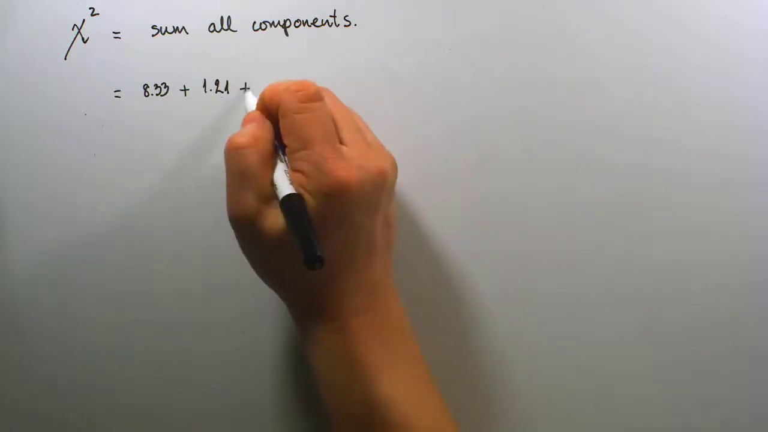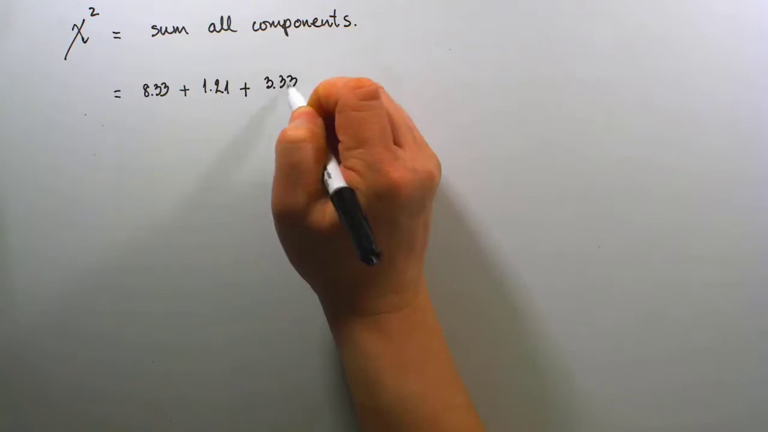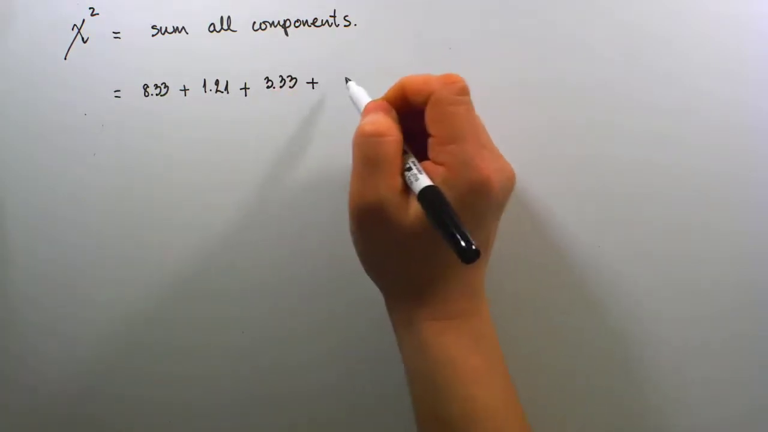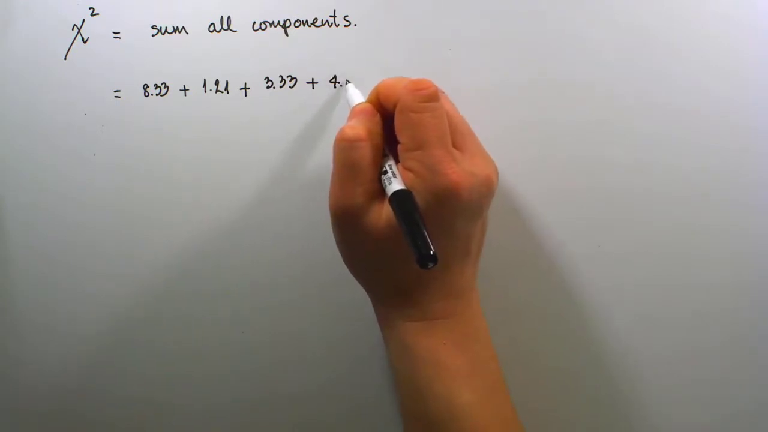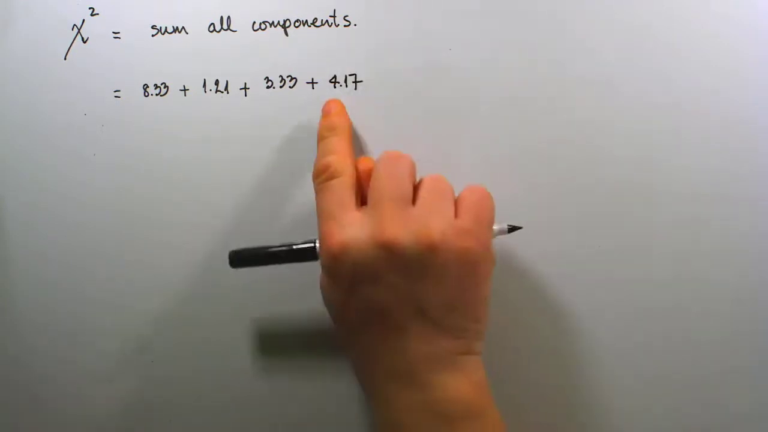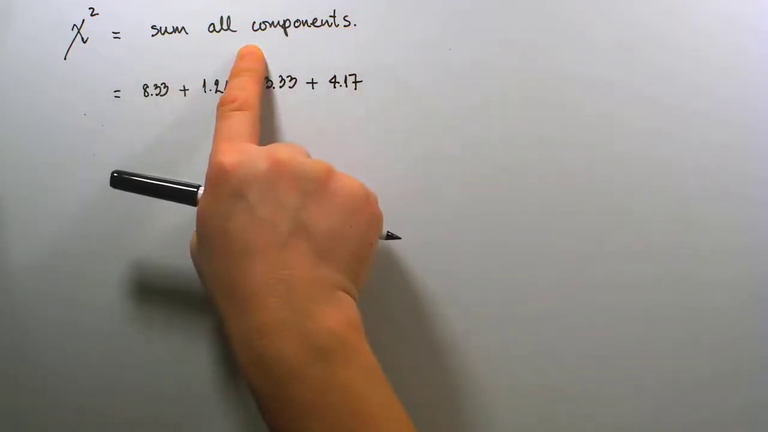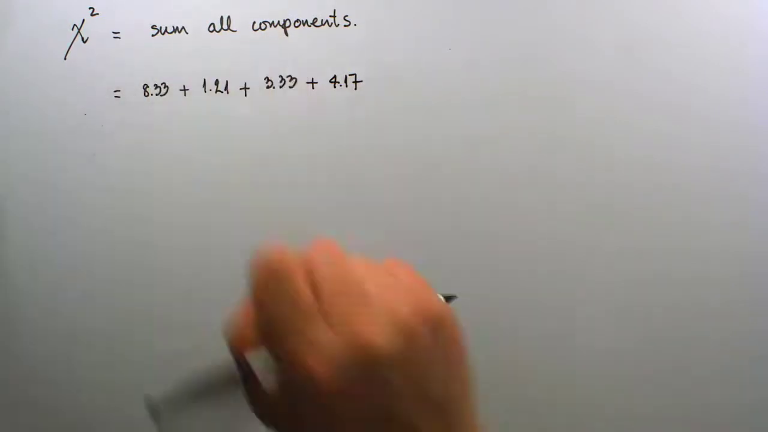And I'm going to add to the next component value being 3.33. And this is row 1, column 3. And I'm adding to the next value. So at this point, we're moving down to row 2 right here. So row 2, column 1 has component value 4.17. So I'm adding all of these as set by the formula over here. Chi-square is found by the sum of all components.